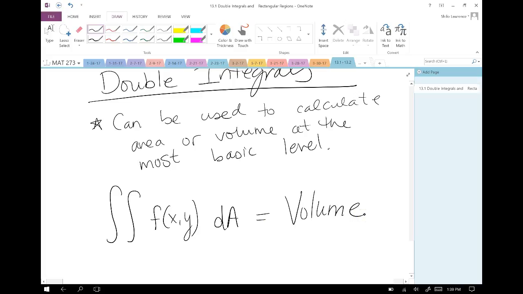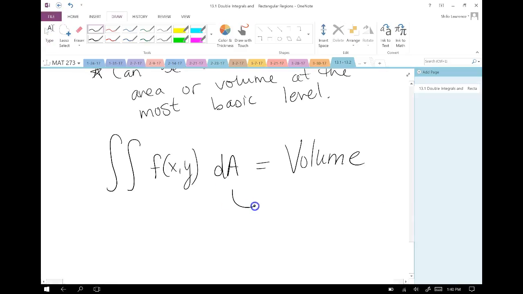This setup has three parts to it. Each integral symbol that you see represents a dimension. And then your integrand also represents a dimension. dA means over an area. So we're looking at what's happening over a two-dimensional area on the XY plane, usually. And then we're seeing how high our surface goes above that.